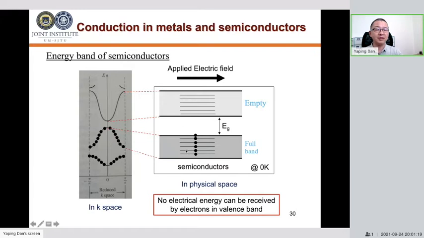Although I plotted discrete energy levels, in reality they are almost continuous, and they are completely filled with electrons. So in that case, these electrons in the valence band cannot receive a minimum energy from the electric field. That means the electrons cannot be accelerated by the electric field. If the electrons cannot be accelerated, what does that mean? That means this material is not conductive.